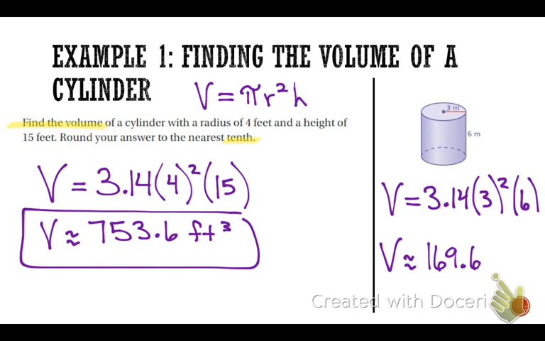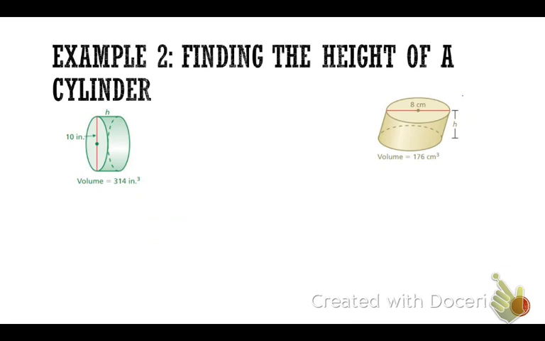169.6 meters cubed. All right, did you get it? Did you get it right? Okay, so finding volume is just a matter of multiplying everything else together, and that gives us the volume. But what if I was given the volume?